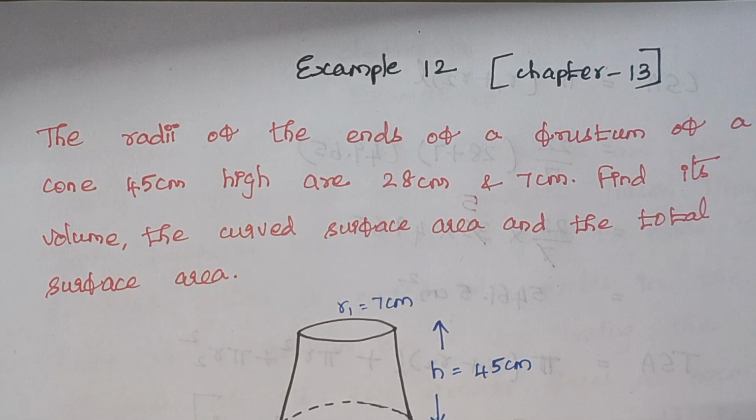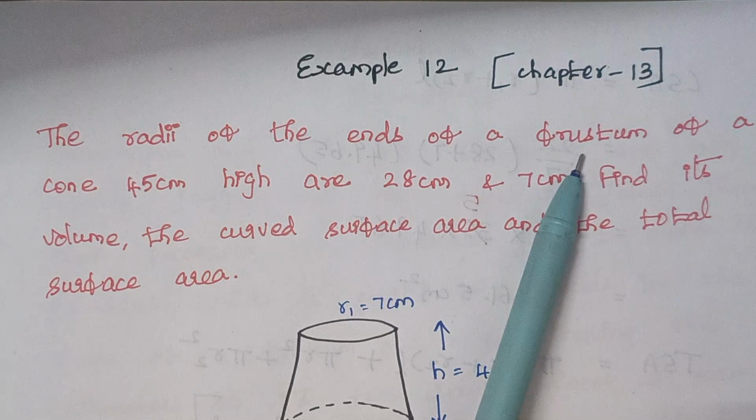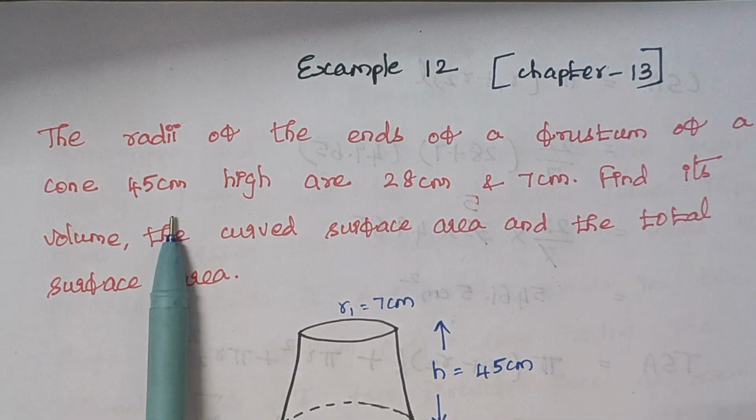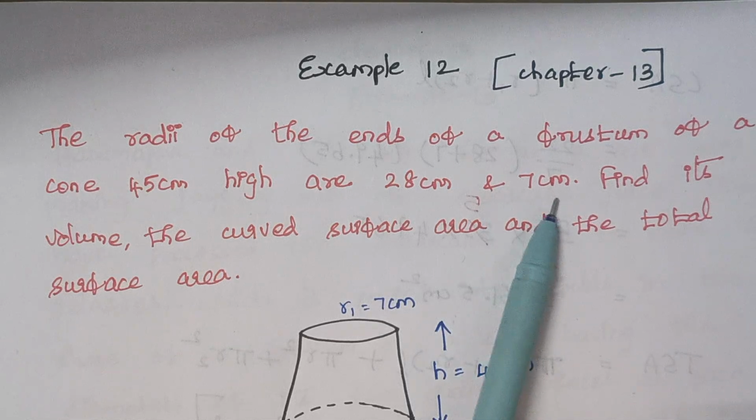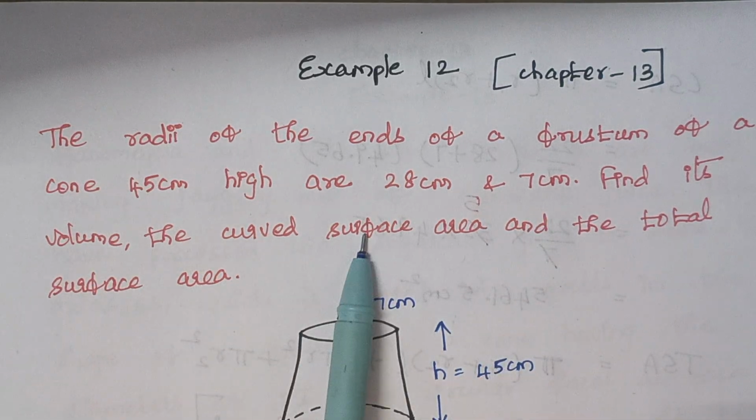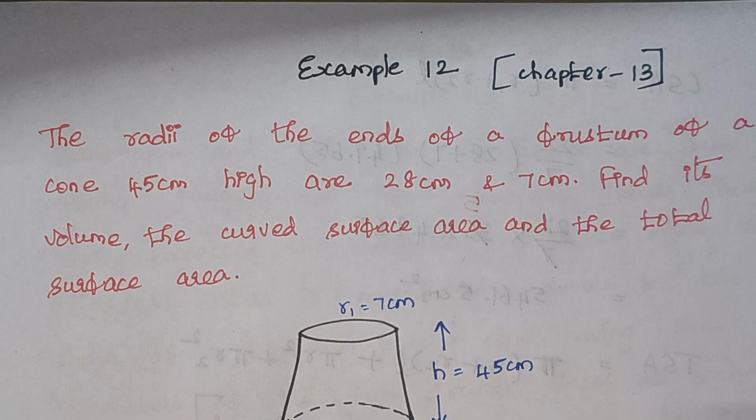Today we are going to solve example 12 in chapter 13. The problem is: the radii of the ends of a frustum of a cone 45 cm high are 28 cm and 7 cm. Find its volume, curved surface area and the total surface area.